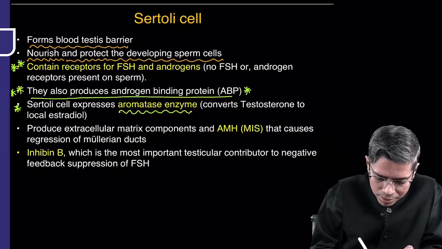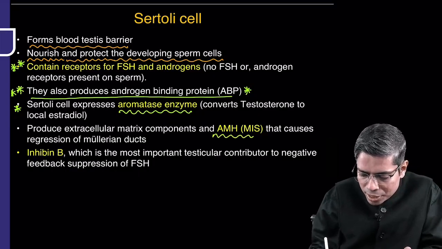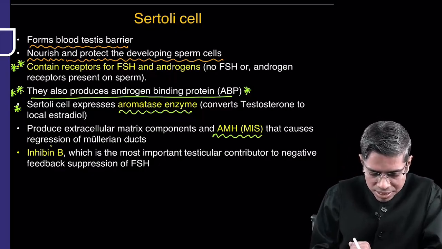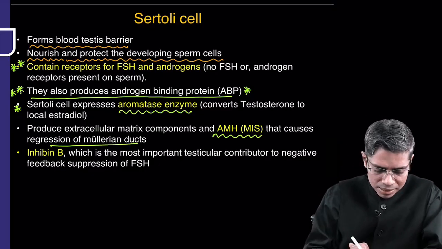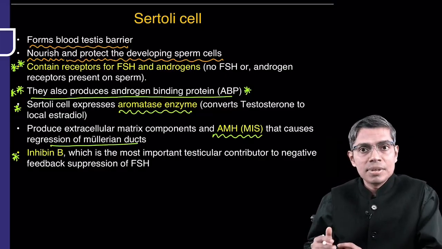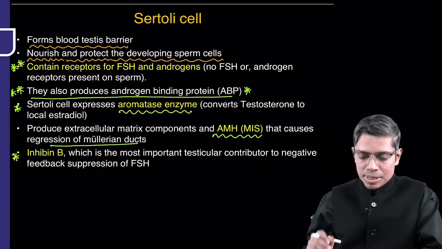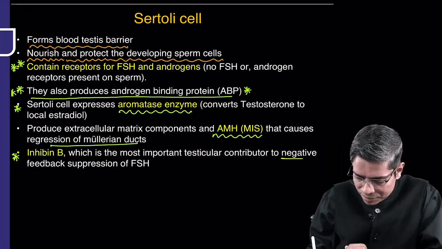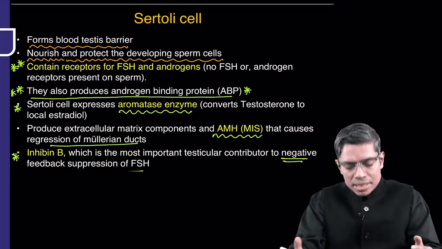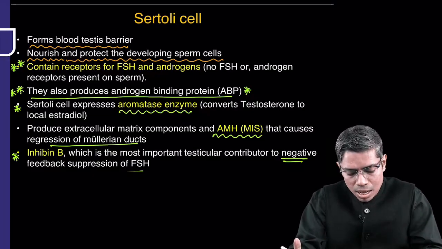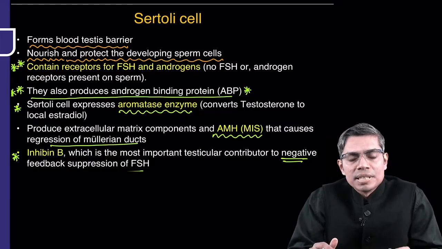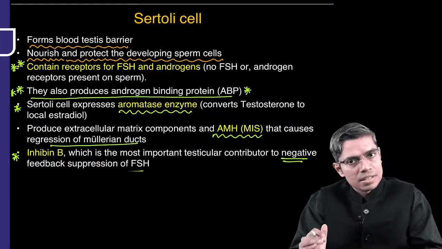I'll tell you. Not only that, it produces Mullerian inhibitory substances in the fetal life, and that causes regression of the Mullerian duct. And the last one, Sertoli cell is also secreting inhibin B, and this inhibin B will give a negative feedback effect on FSH, right? So, there is a negative feedback process. How is this negative feedback process occurring? Inhibin is one of the important components which is giving negative feedback to FSH secretion, right?